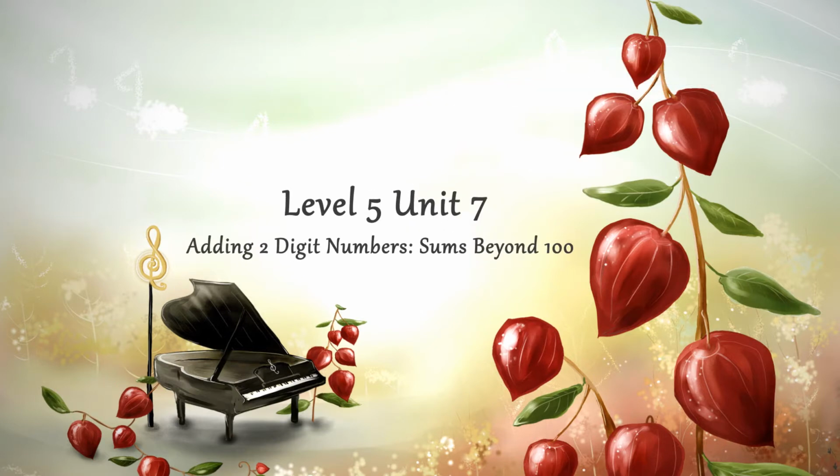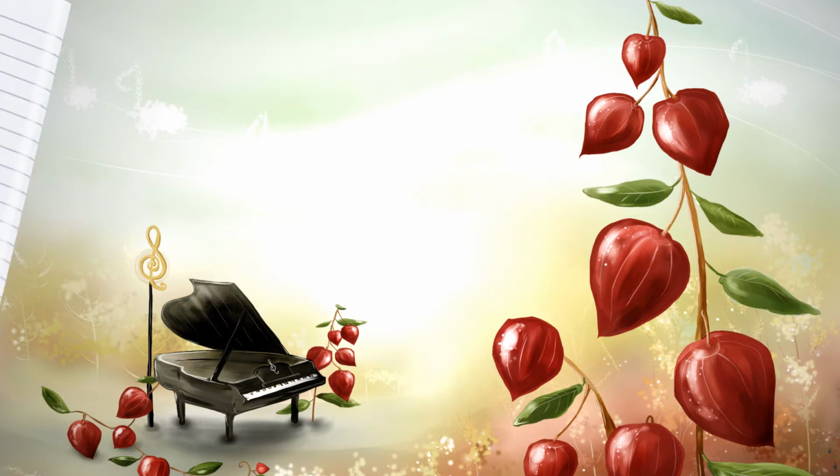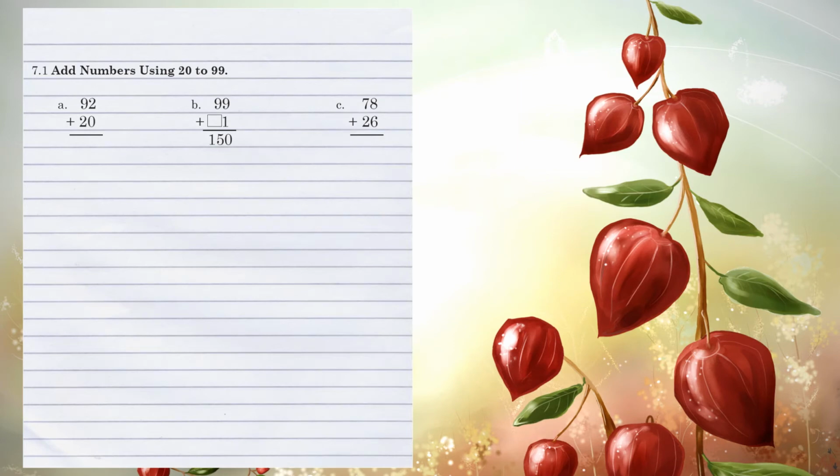Example 5, Unit 7, adding two-digit numbers, sums beyond 100. Unit 7.1, we're going to be adding numbers using 20 to 99. Let's look at example A.